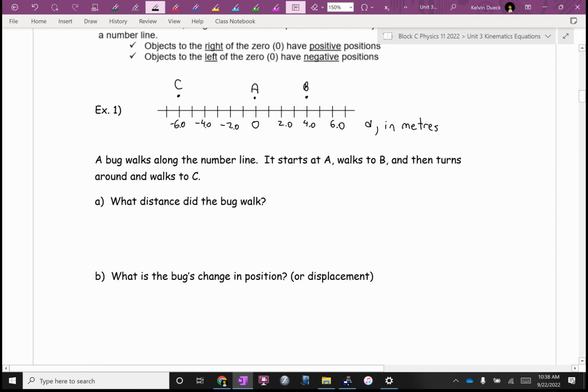So example 1 says this: a little bug walks along a number line. It starts at A and walks to B. Let's draw that in. Let's draw a little arrow pointing from A to B like that. And then it turns around and walks to C. So I'm going to draw an arrow a little above there going from B to C.